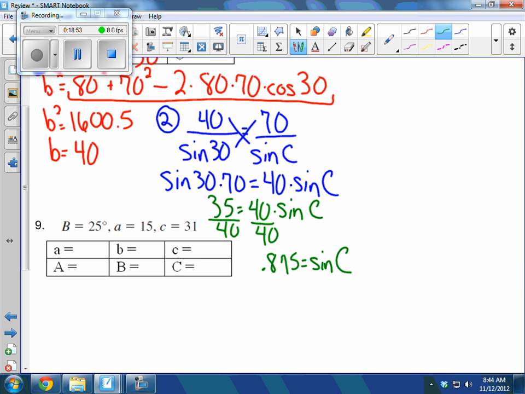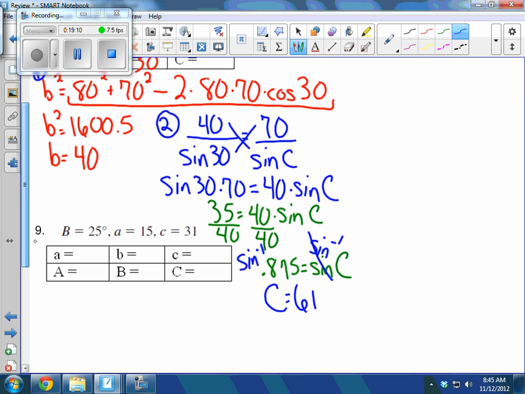And now to get C by itself, to move the sine, you do the inverse sine. So I do that over here, that cancels out, and then on your calculator, you're going to type second sine to get that sine^-1 to appear. And when you're done, you get big C to be about 61.